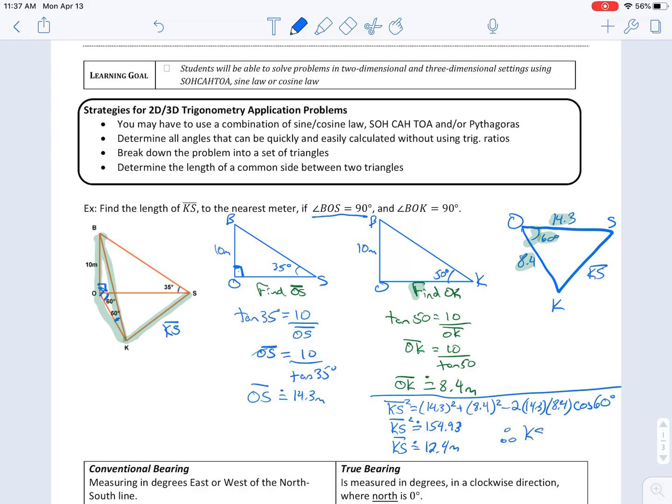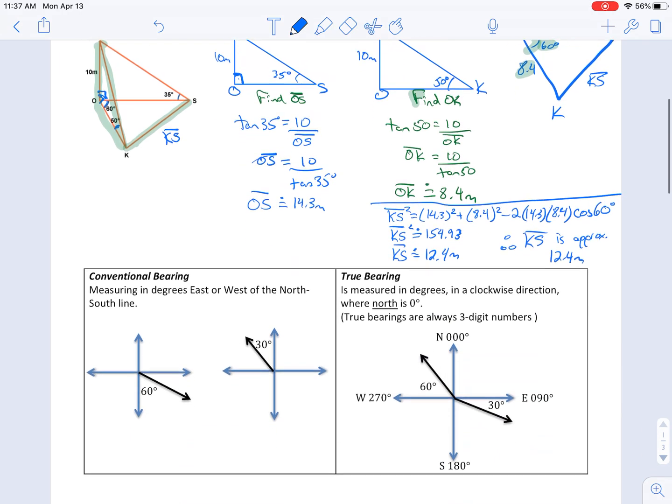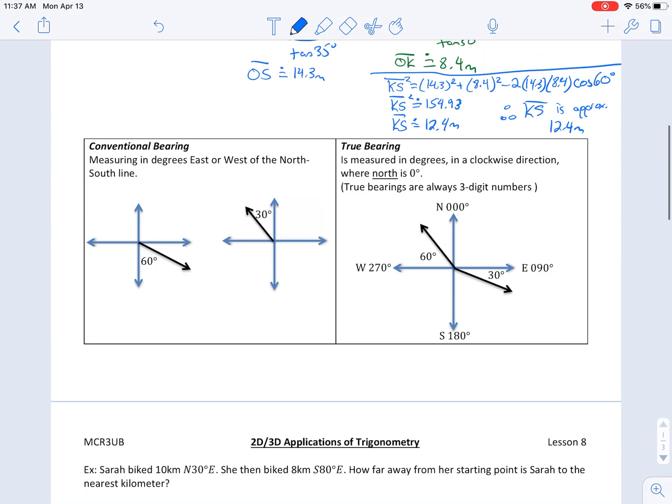So therefore, Ks, oops, not Kc, is approximately 12.4 meters. And we're good. So again, using all the things that you know in order to find out. So if you've got common sides, you can try to figure that out and use that to find the other parts.